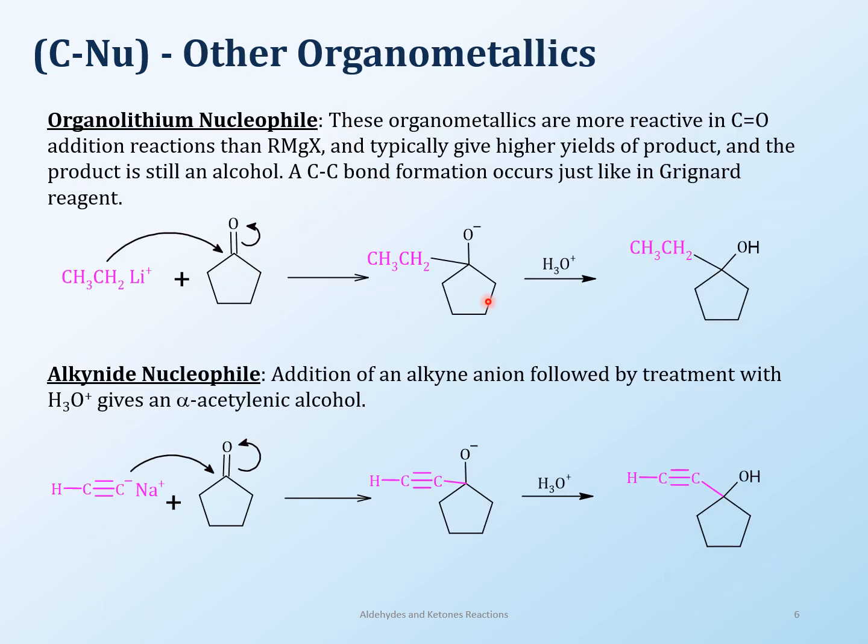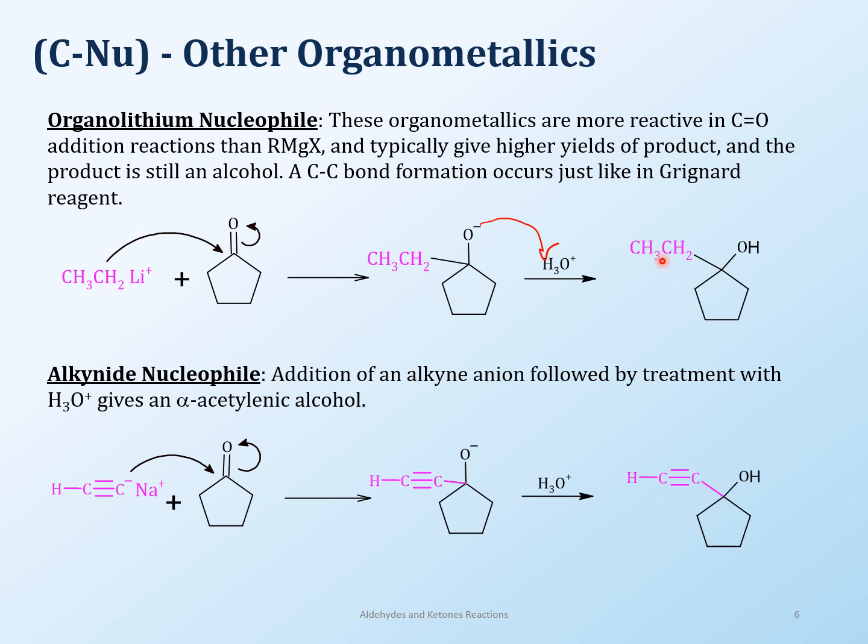So here are the other organometallics, and the mechanism is given here. The only arrow that I have not written out, but it's a simple one, is the oxide picking up a proton to give you an alcohol. Other than that, everything else is fine. You can take whatever organolithium reagent you want, it's going to work the same way and you still get the alcohol. The alkanide nucleophile is exactly the same thing. You treat that with the carbonyl and you end up getting an alkyne.